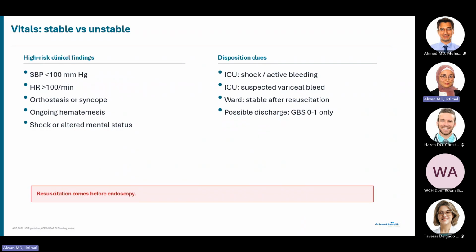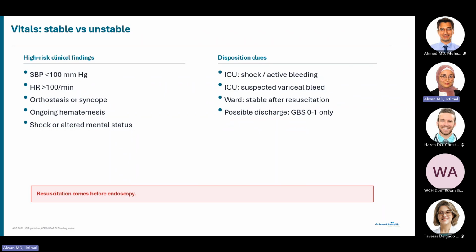Okay, vital signs. So high-risk clinical findings are really hypotension, tachycardia, syncope, ongoing hematemesis, patient actively bleeding in front of your eyes, altered mental status. Which vital sign will be the first one to change in GI bleeding? Heart rate, right, tachycardia.